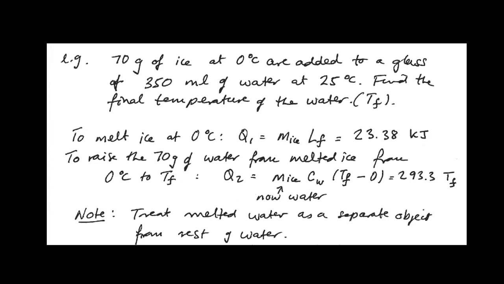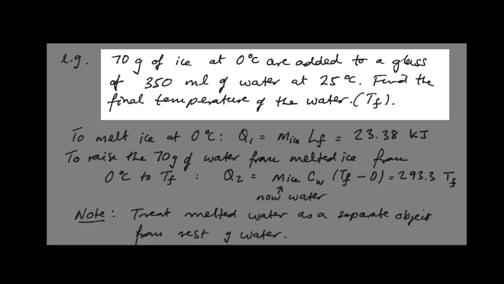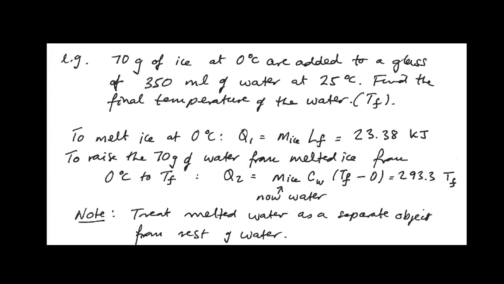Now we have an example of a more complex process in which ice is transformed to water and then can be regarded as a different object. So the problem is 70 grams of ice at 0 degrees centigrade are added to a glass of 350 milliliters of water at 25 degrees centigrade. Find the final temperature of the water. The ice is at 0 degrees centigrade, so it doesn't heat up, it just immediately starts melting.